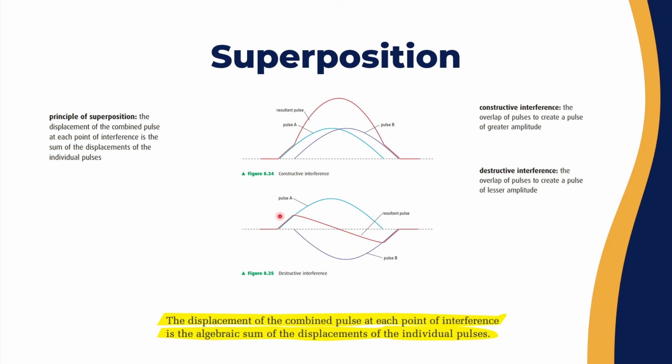While some waves cancel each other or reduce the amplitude of the total pulse. That's what we call destructive interference. That's when you overlap two pulses or more, and you create a pulse that has a smaller amplitude. So you call it destructive interference. So the displacement of the combined pulse at each point of interference is the algebraic sum of the displacement of the individual pulses. This sum could be adding up to create higher amplitude, or could be creating a lower amplitude. That's where you define either a constructive interference or a destructive interference.